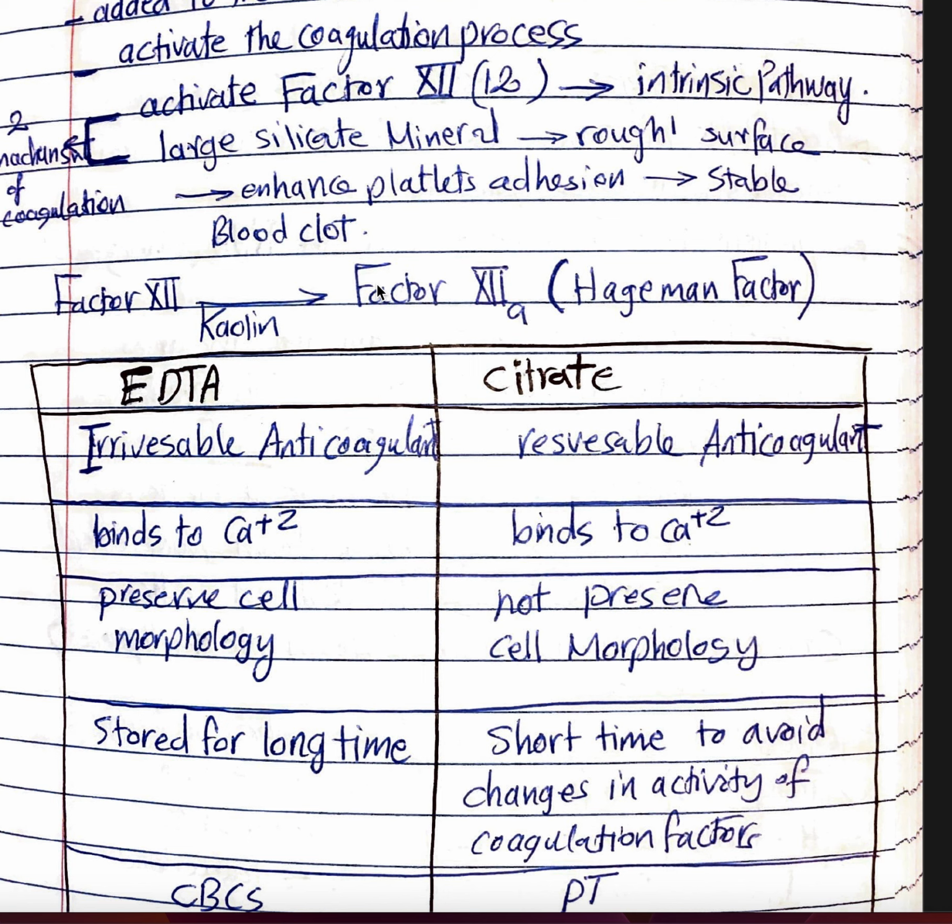But what is the difference? The citrate is reversible, while EDTA is irreversible. Both of them bind to the calcium, but citrate does not preserve the cell morphology. EDTA preserves the cell morphology. Citrate has a short action time, to avoid changes in the activity of coagulation factors, because it may reverse. But EDTA can be stored for a long time because it's irreversible, you know.